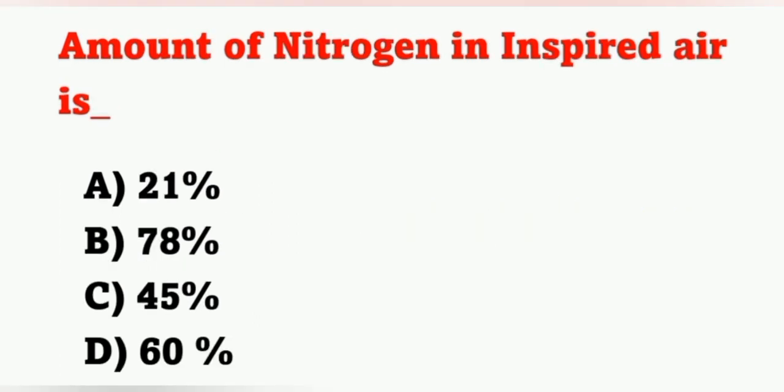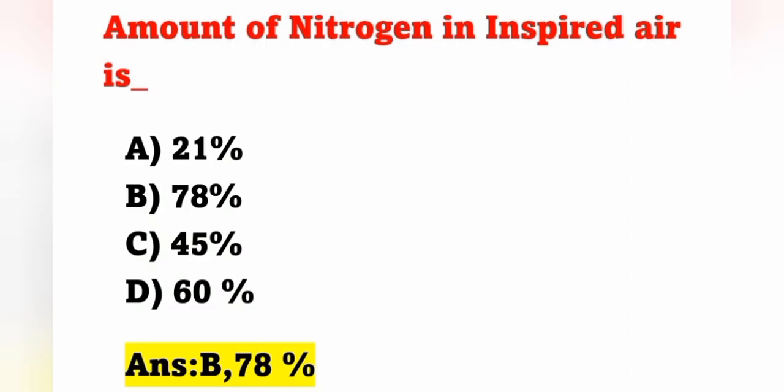And the next question, amount of nitrogen in inspired air is option A 21%, option B 78%, option C 45% and option D 60%. Correct answer is option B, it is 78%. The gas which is found in maximum amount in inspired air is nitrogen. Option B is the correct answer, it is 78%.